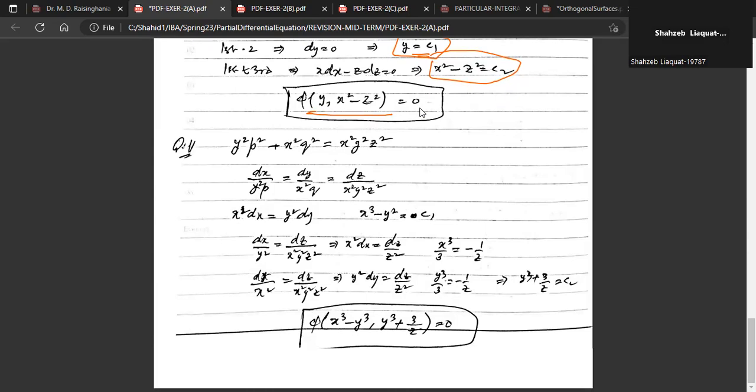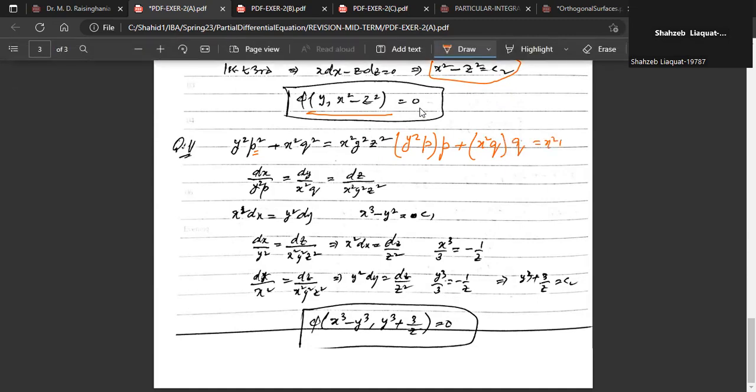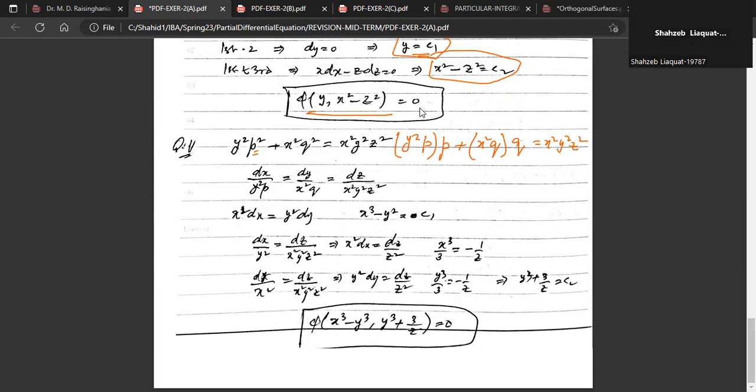A little bit complicated situation. So dx upon y square, but this is a special situation where instead of p we have got p square, instead of q we have q square. So we should be writing it as y square p plus x square q is equal to x square y square z square. So dx upon y square p, dy upon x square q, dz upon x square y square z square.